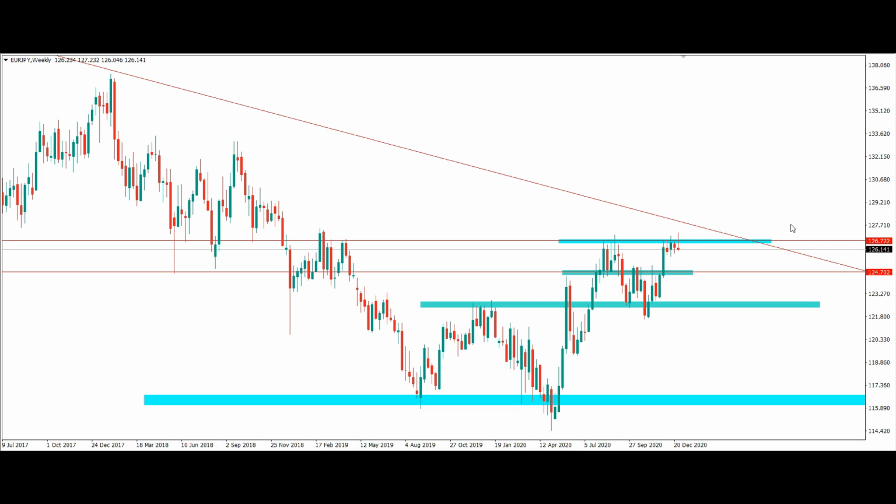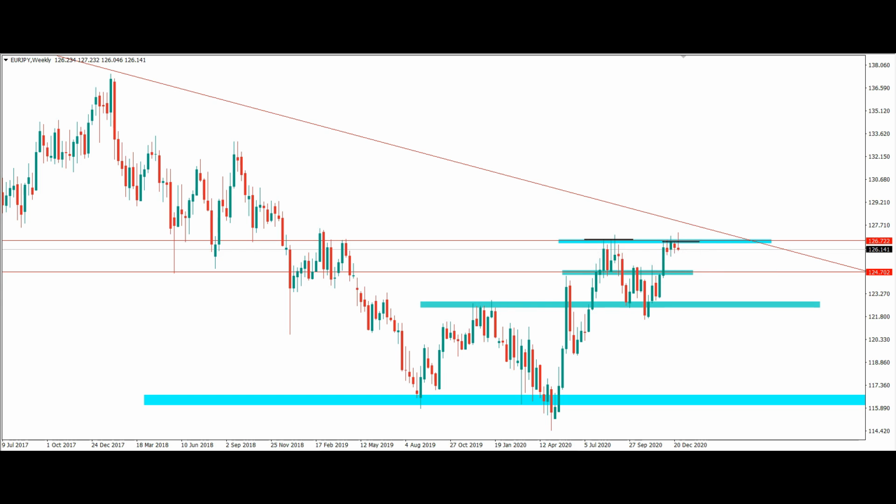Okay, so from the weekly time frame, what we have is quite a different scenario. With the weekly time frame, we can actually see that the move higher we are expecting from the monthly time frame is not yet ready. Why? Because we have a weekly level of resistance that is still intact.